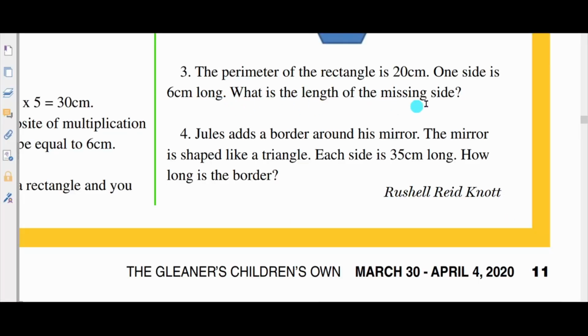Again, what is the length of the missing side? One side would be equal to 4 centimeters. Finally, number 4, Jule adds a border around his mirror. The mirror is shaped like a triangle. Each side is 35 centimeters long. How long is the border? Now, once we hear this, that each side is 35 centimeters long, it means that they all have the same length. What do we call that again? That type of triangle would be an equilateral triangle.